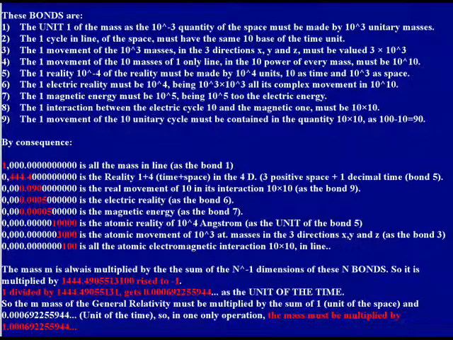Bond number 9. The one movement of the 10 unitary cycle electric must be contained in the quantity 10 multiplied by 10, that is 100, minus 10 and equal to 90. By consequence, 1 multiplied by 10 raised to 3 is all the mass. 444.4 is the reality. 1 plus 3, there is a mistake, eh? Time plus space in the 4 dimensions, 3 positive space plus 1 decimal time bond.